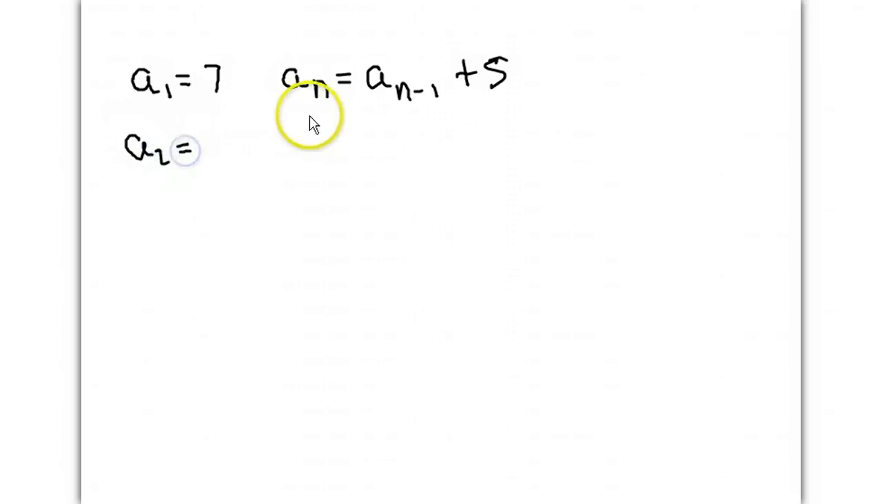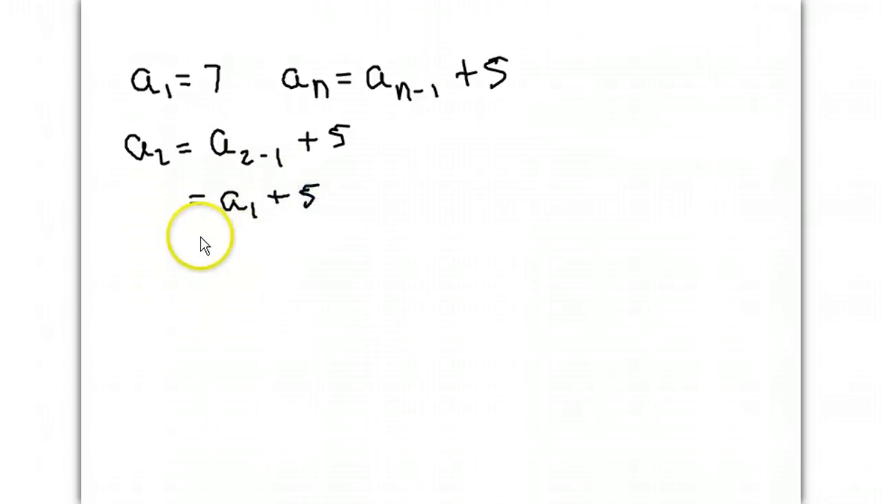For a2, everywhere you see n, you plug in 2. So it'll be a subscript 2 minus 1 plus 5. 2 minus 1 is 1, so that's a1 plus 5. Well, what is a1? We were given a1 at the very beginning. a1 is 7, so this is 7 plus 5.